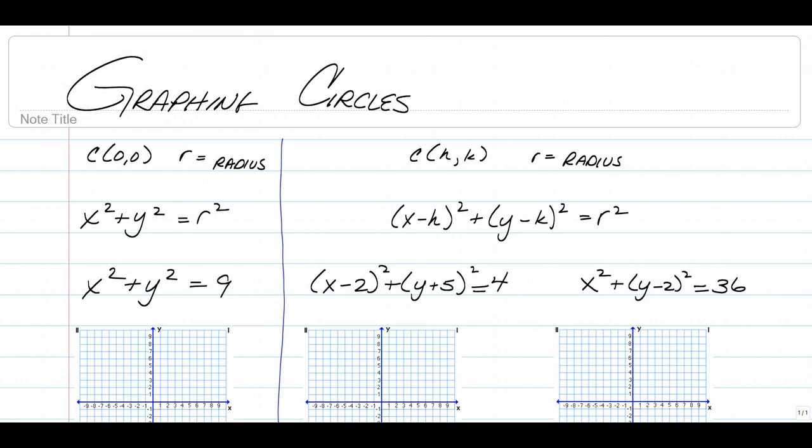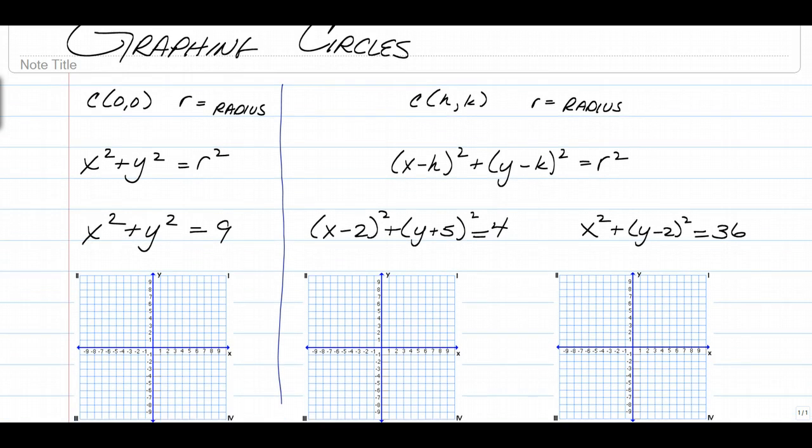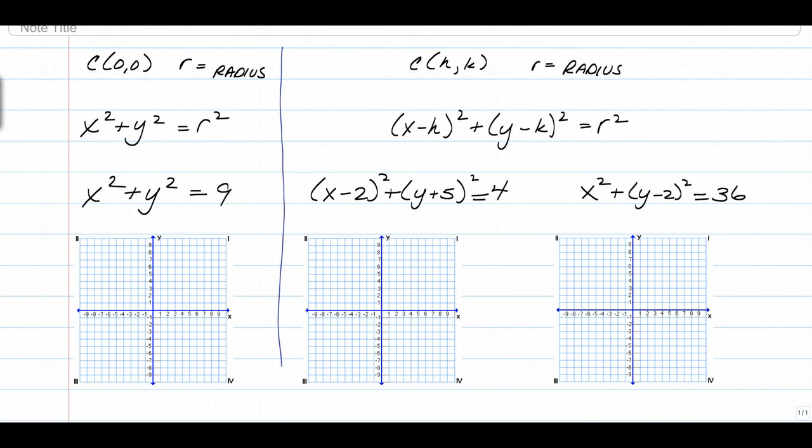Now, graphing circles is really not that difficult, but it is a different type of equation than what you are used to. So we're going to talk about two different types. We're going to talk about a circle that's just centered at the origin. So if it's at the origin (0, 0), then your equation is x squared plus y squared is equal to your radius squared.